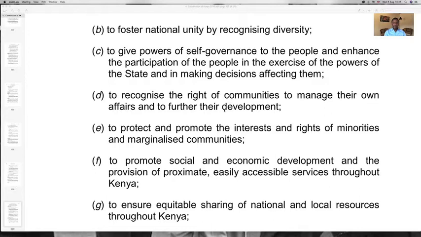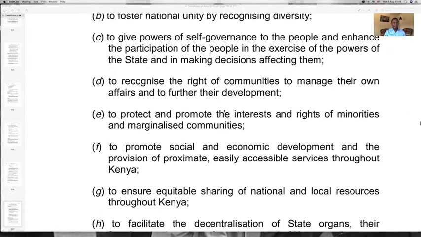To give powers of self-governance to the people and enhance the participation of the people in the exercise of the powers. So devolution brings power down to the people, so the people can participate in it and use it as they exercise the same powers that they gave to the government.